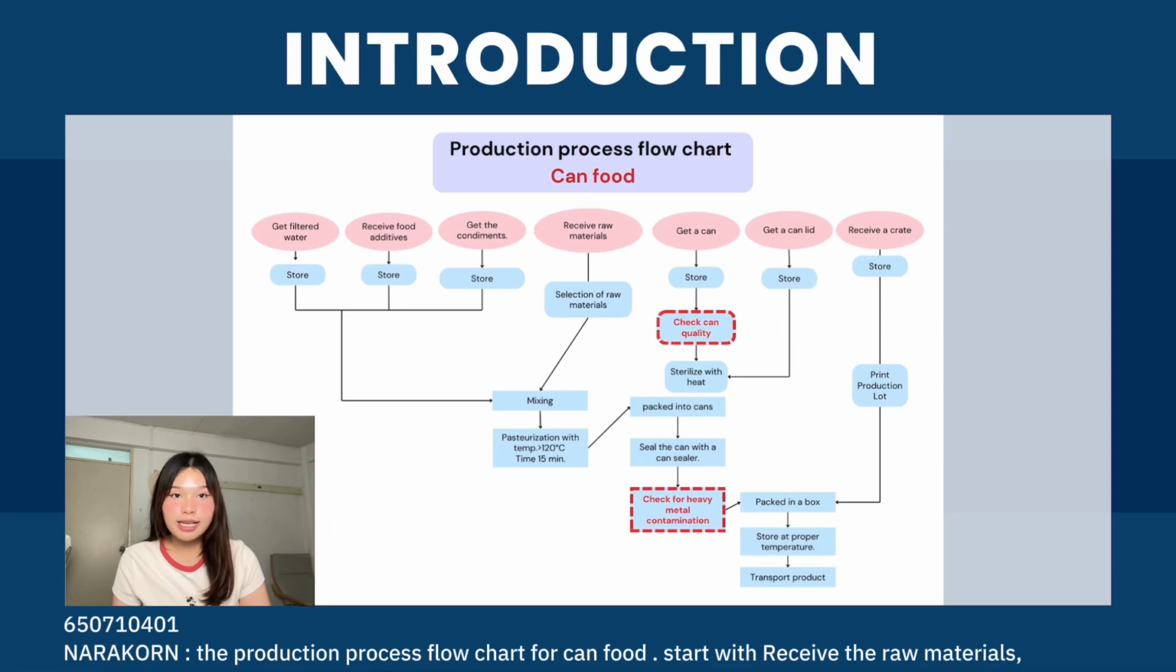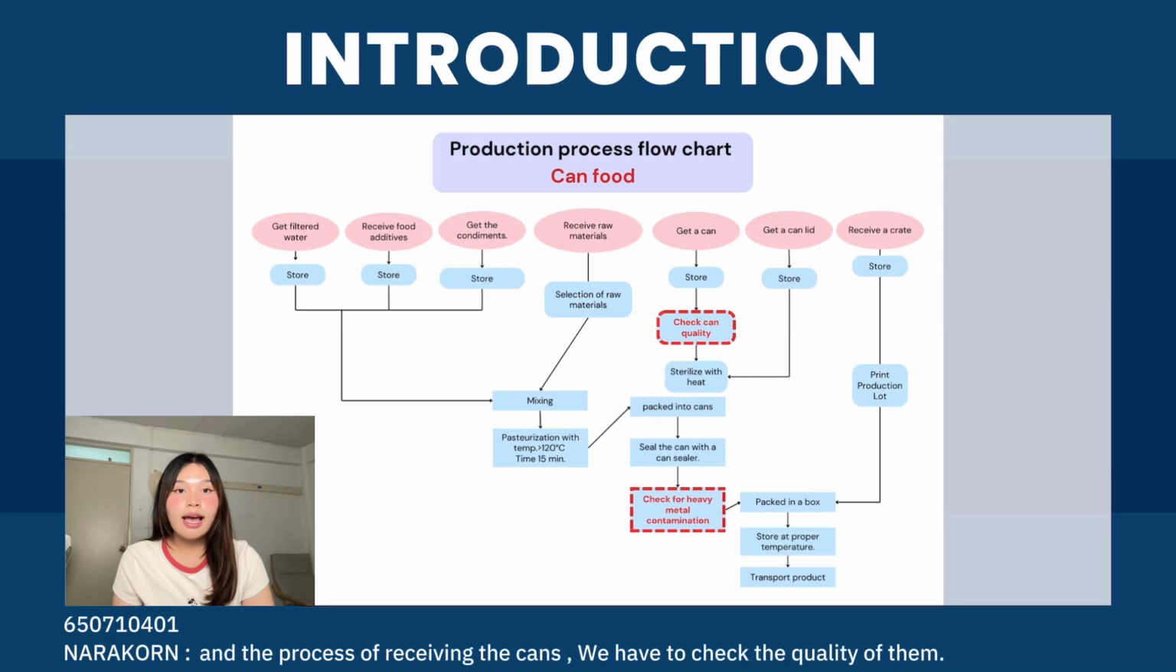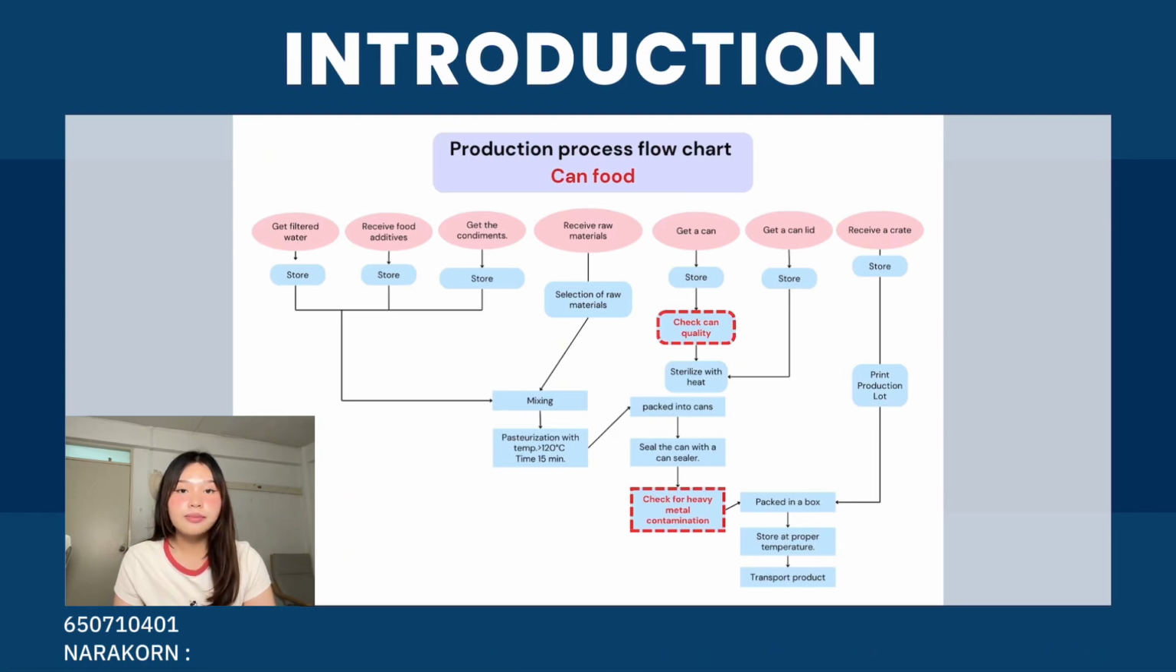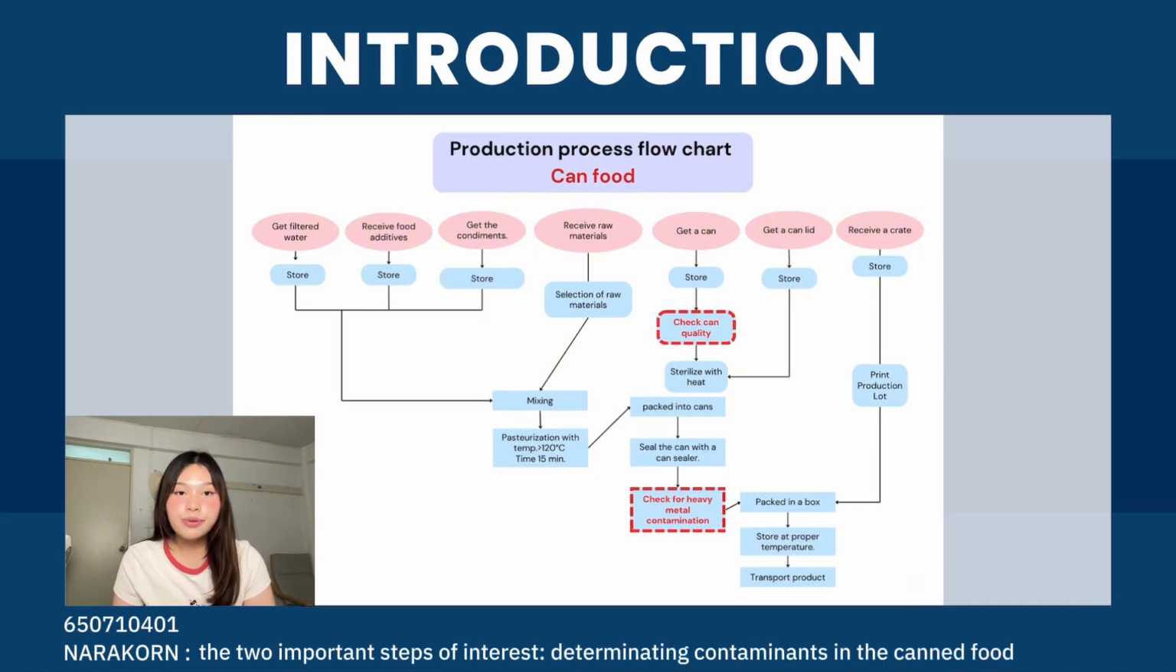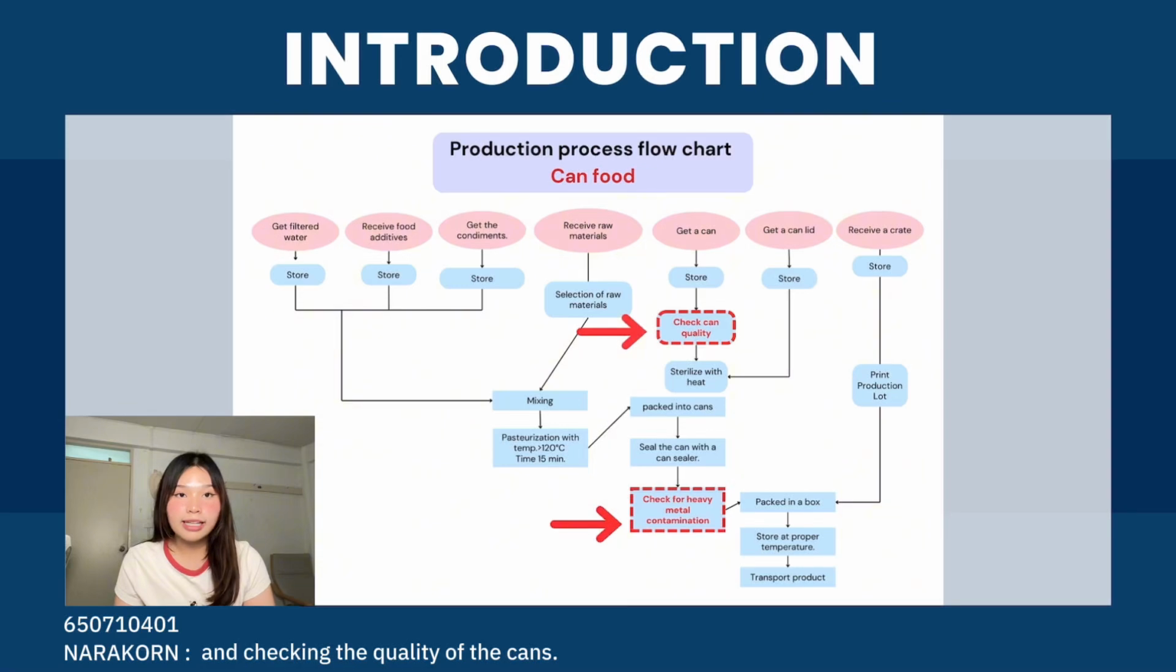The production process flowchart for canned food starts with receiving the raw materials, condiments, food additives, and some water, then mixing them together. And in the process of receiving the cans, we have to check their qualities. When the food is packed in cans, we will check the heavy metal contamination in the food. The diagram will show the production process of canned food. The two important steps of interest are determining contaminants in canned food and checking the qualities of the can.